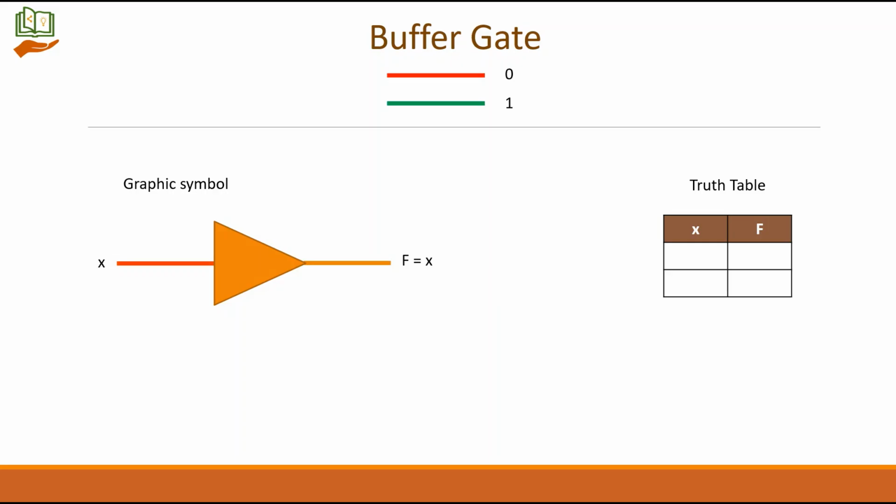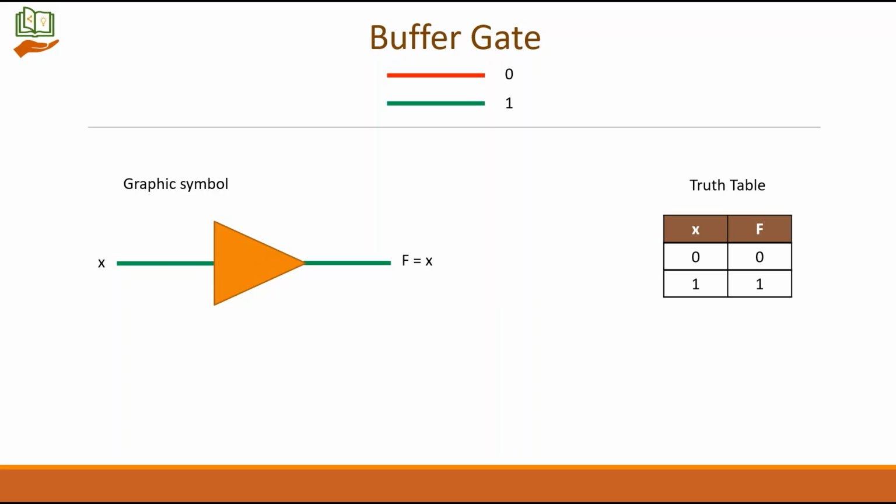So what happens when X is supplied the value of 0? I said the buffer will not do any operation, it will just act as a storage area. The output will also be X. So when I pass 0, I get 0 as the output. What happens when I pass 1? The output will also be 1. So this is 1 and 1.